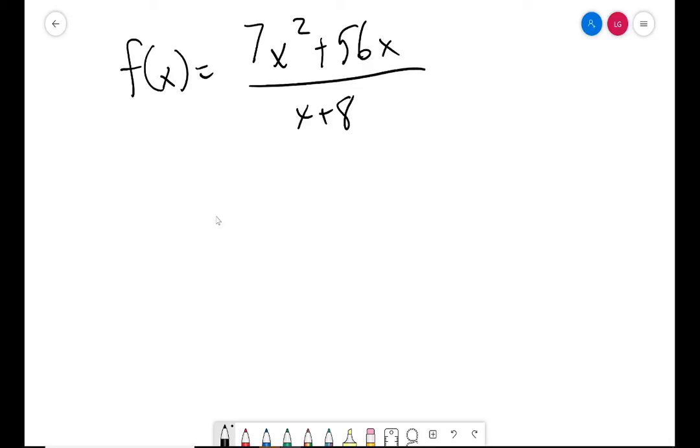Okay, welcome. So we're continuing on with solving rational functions, or simplifying rational functions. So here we have a rational function. It's a degree 2 polynomial divided by a degree 1 polynomial: 7x squared plus 56x over x plus 8. What do we know about simplifying these?